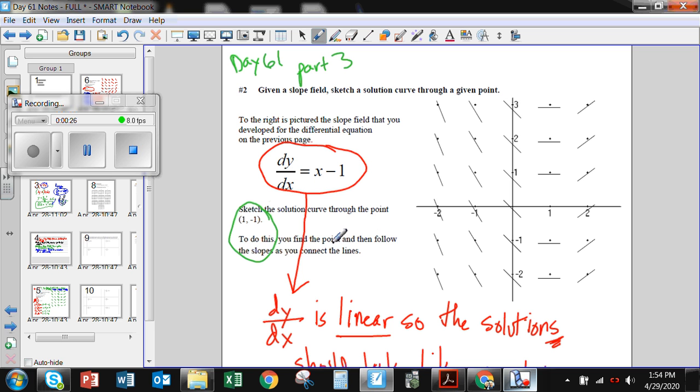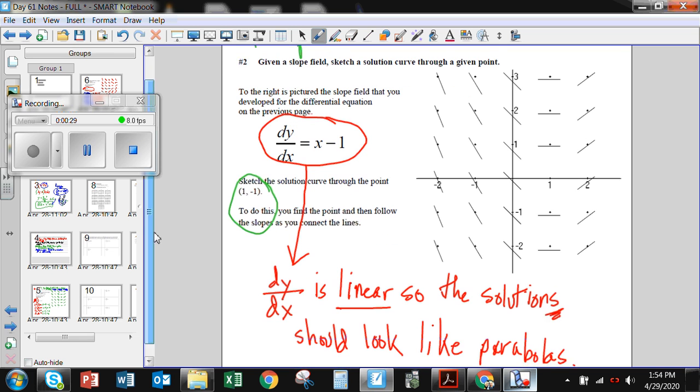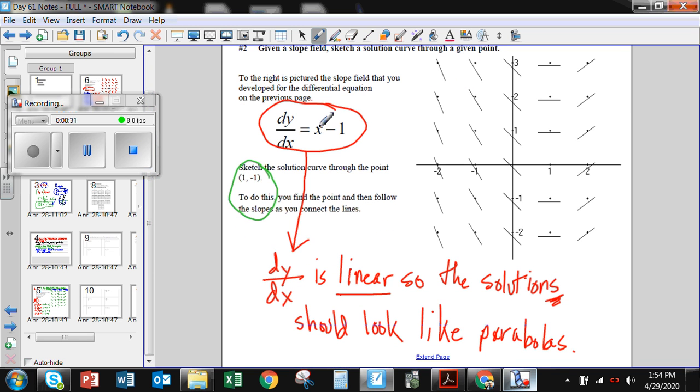To do this, you find the point and then follow the slopes as you connect the lines. Just remember, as I said before, this dy/dx is linear, so we know the solution should look quadratic. When I raise it by 1 more power under the power rule, it's going to be x squared, which means it's going to be a parabola. So let's take a look at this. Let's first find (1, -1).